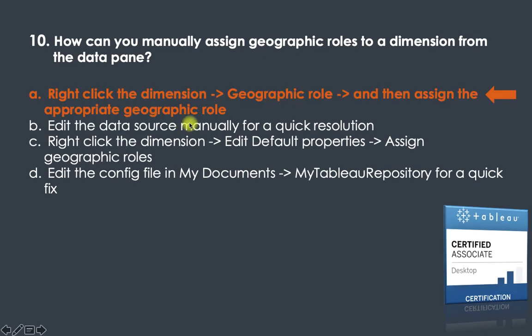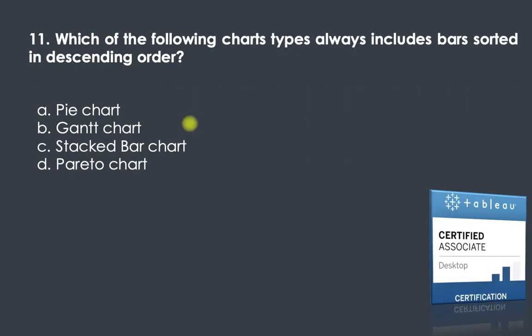Okay. Then which of the following chart types always includes bars sorted in descending order? So pie chart doesn't have that. Gantt chart also we don't need descending order. Stacked bar chart also is just a stacked bar chart. You don't have to necessarily sort it in descending order. So only option left is Pareto chart, and Pareto chart is the answer.